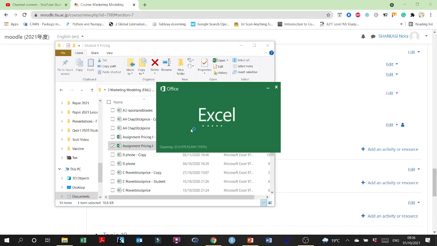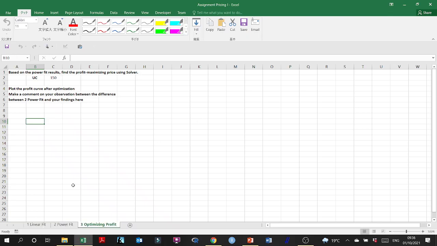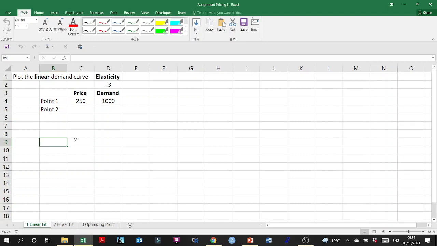With this assignment, I have 3 different sheets I would like you to complete, starting with the linear fit. So plot the linear demand curve when you have an elasticity equal to -3, and the price point and demand are 250 and 1,000. Find the point 2 using the elasticity and plot the curve.